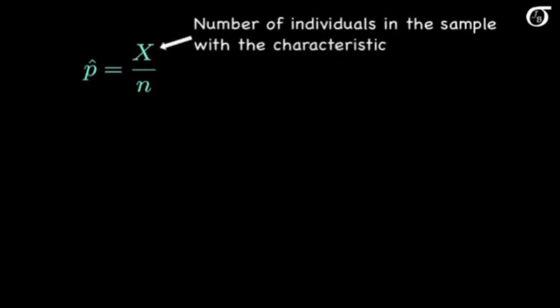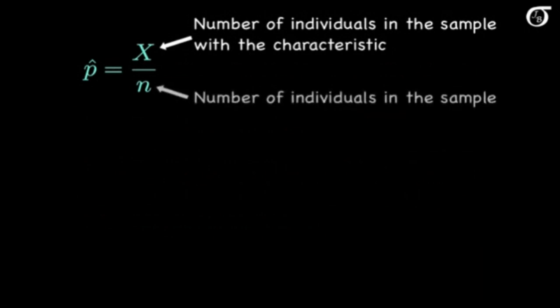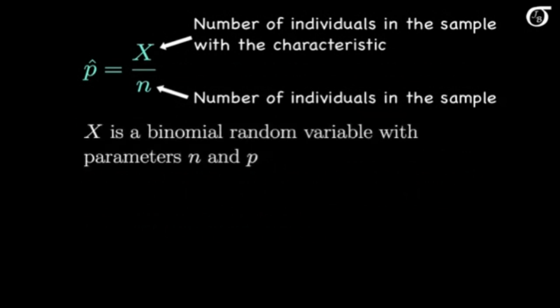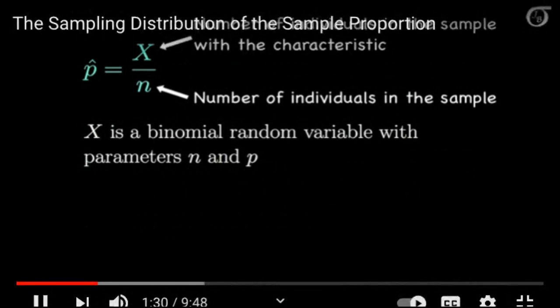We can view the sample proportion P hat as x over n, where x is a random variable that represents the number of individuals in the sample with the characteristic of interest, and n represents the total number of individuals in the sample. In many cases, x can be thought of as a binomial random variable with parameters n and p. So the sampling distribution of P hat is based on the binomial distribution. Okay, first important point. Sampling distribution of a sample proportion is a binomial distribution.